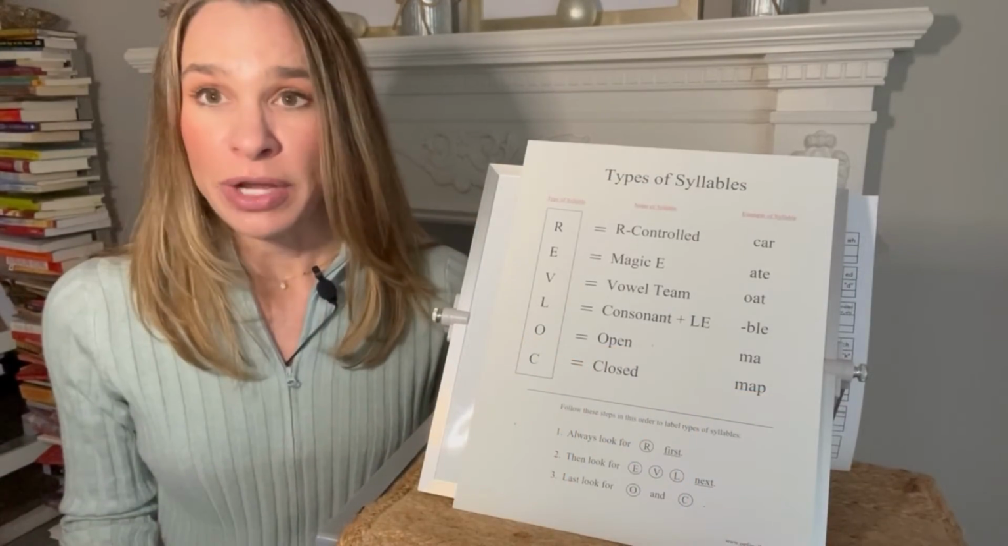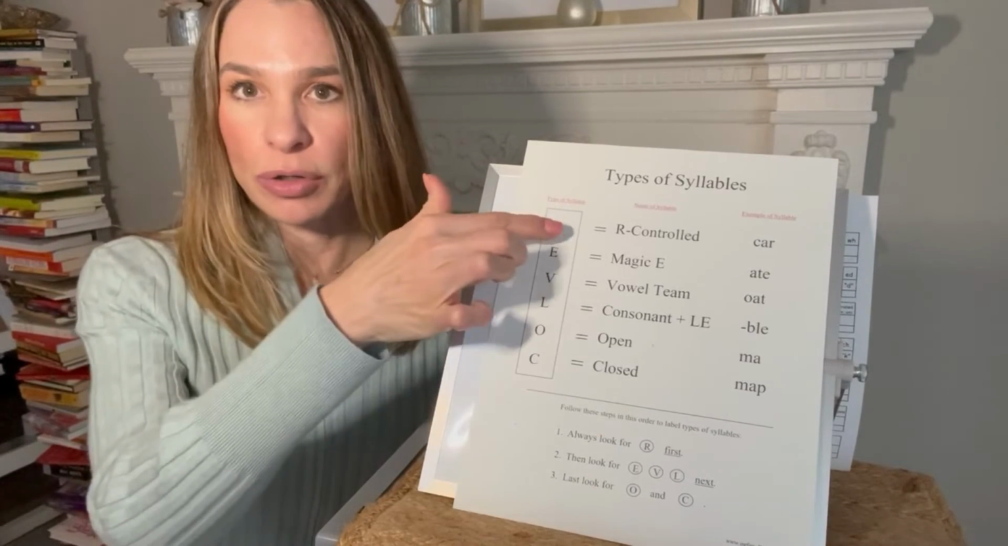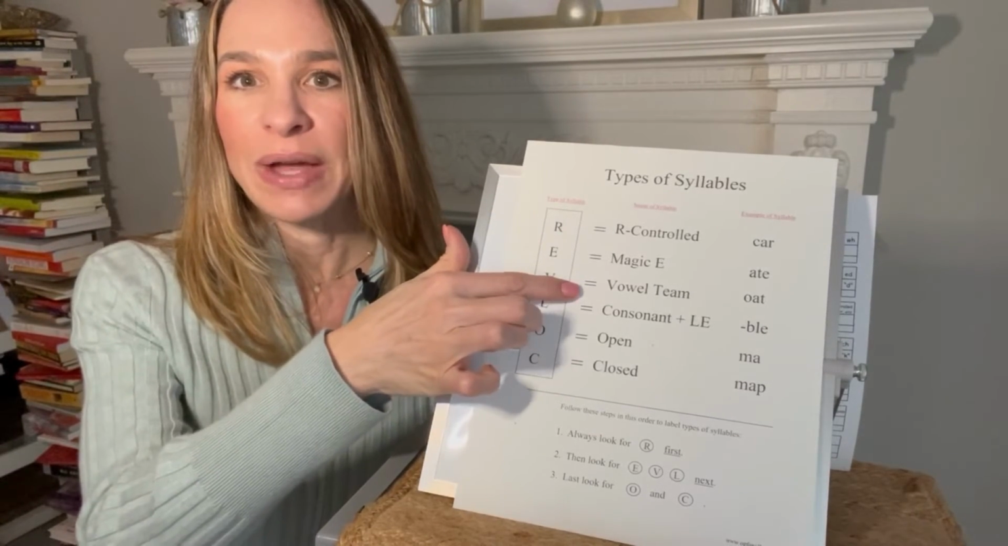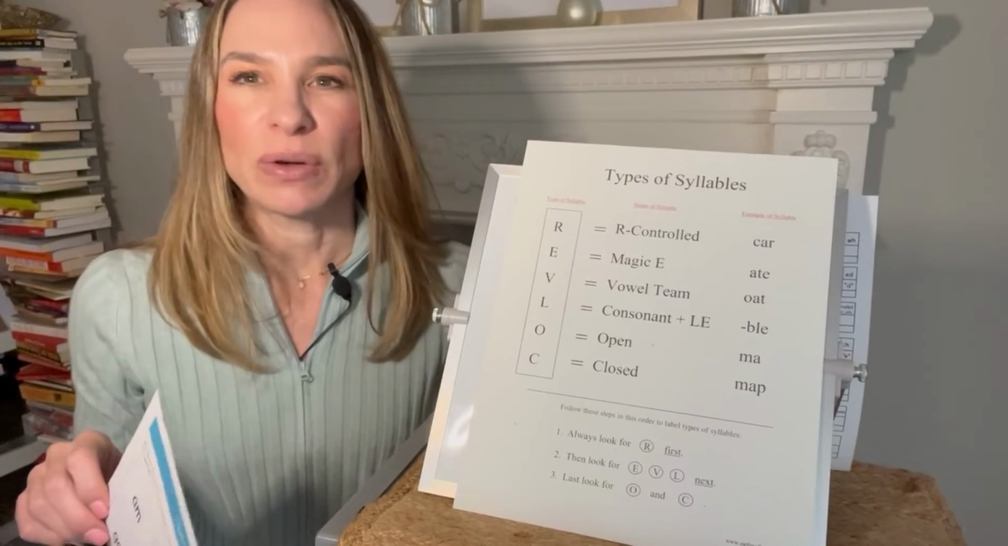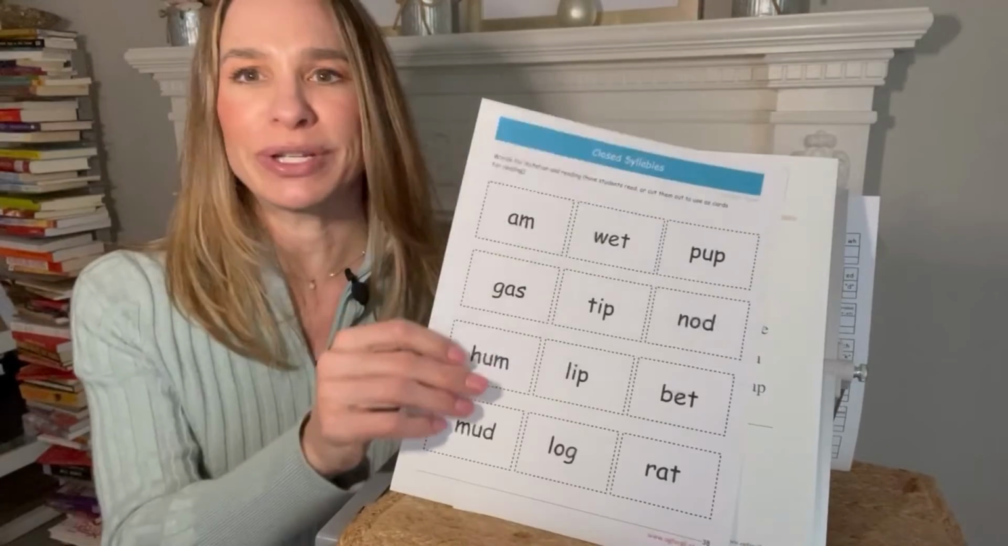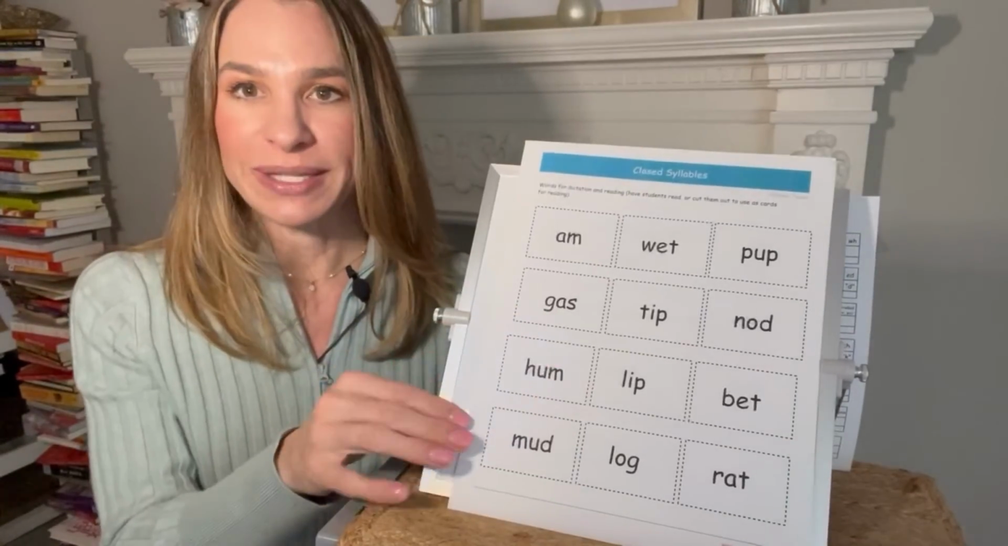Syllable types is another type of decoding. It's based on our Revloc system of syllables: the R-controlled, magic E, vowel teams, consonant LE, open and closed. There's a lot of information on Revloc, but we would do a million exercises with syllable types, and that's all decoding. This is just one example.